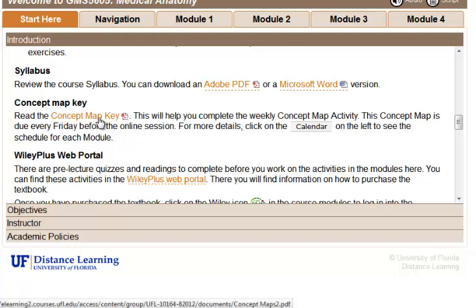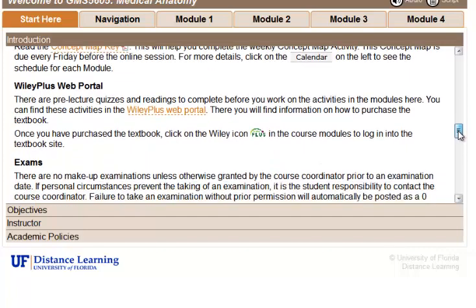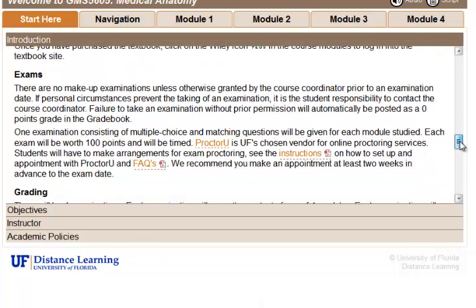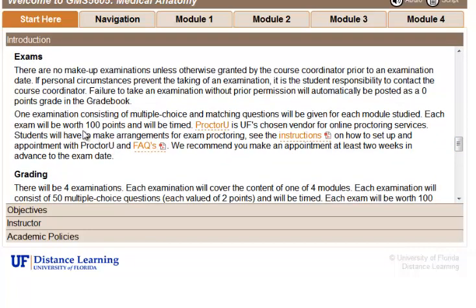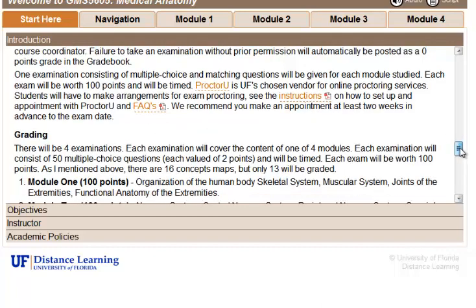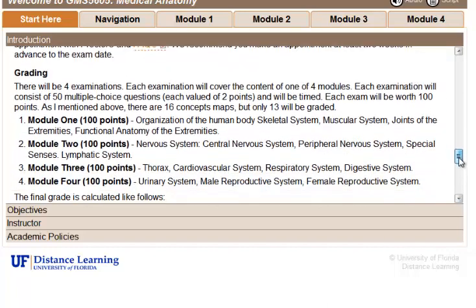The student can download it and follow the format to construct their concept maps. They can go to the Wiley portal from here, and they also have to take a high-stakes exam using the proctoring service, and we provide instructions on how to contract the proctoring service, and also frequently asked questions from the provider.